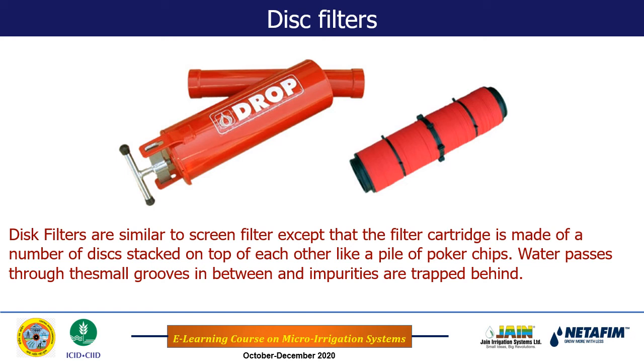So those are mounted like stacks of the disc with each other, and water passes through the small grooves in between, and impurities are trapped behind it. What happens here, you see the filter element with a number of discs actually. Each disc has small grooves. So when they are stacked against each other tightly, then a small path is developed through which only water can pass, and the impurities can be retained over the disc. So this is the main working principle of the disc filter. And if you want to clean the disc filter, you can just remove the screen, dismantle it, and wash in a bucket. It is quite easy.